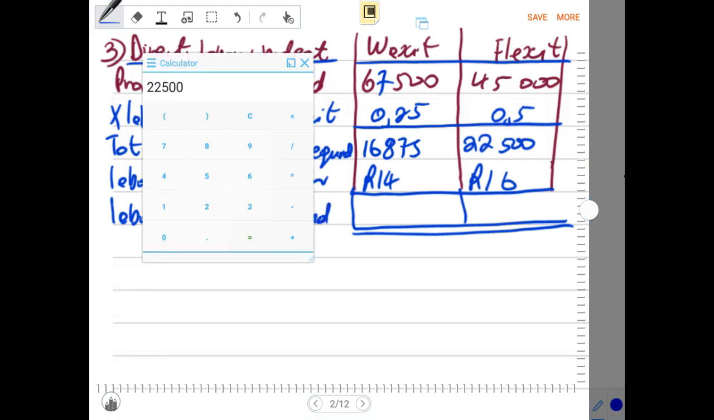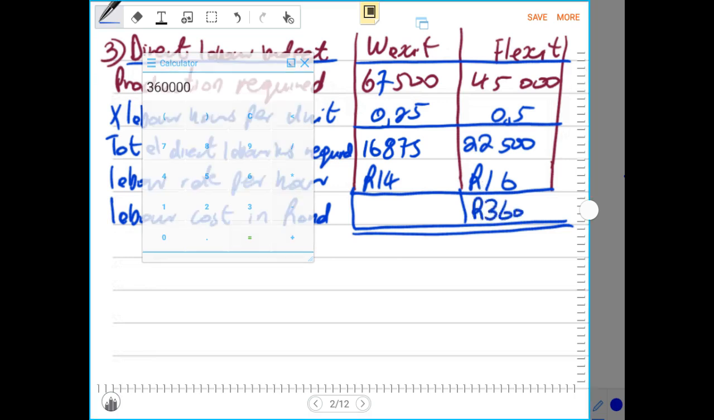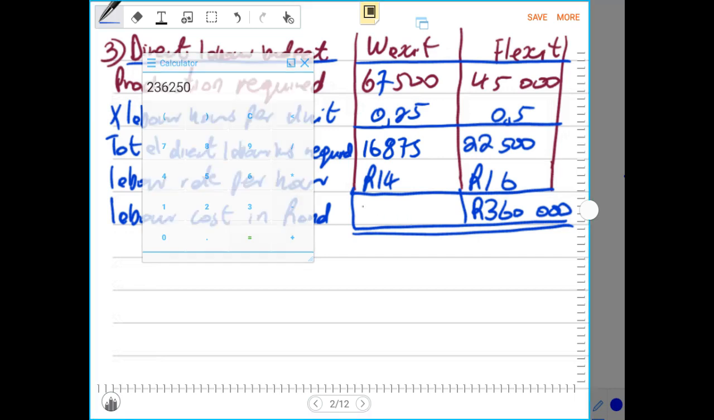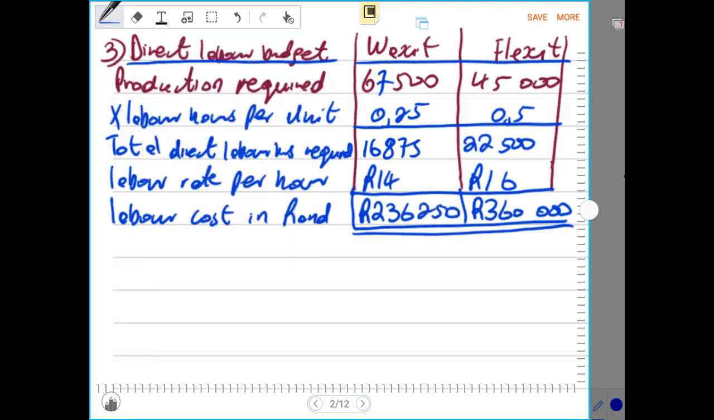Then let us check how much is our labor cost. 22,500, multiply that by 16. It will give us 360,000 rands. And 16,875, multiply that by 14, it will give us 236,250. So now from here, we got our labor cost in rands.